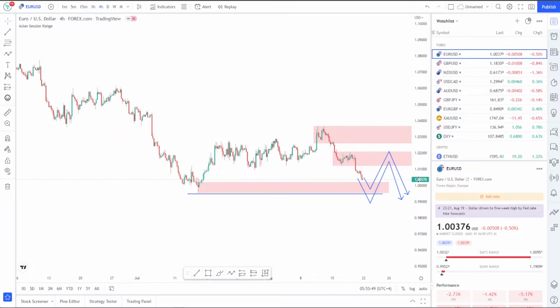Same thing actually on the 4-hour time frame. Nothing much to see. Even on the 4 hours, we are externally bearish. So let's move on to Gbpusd.